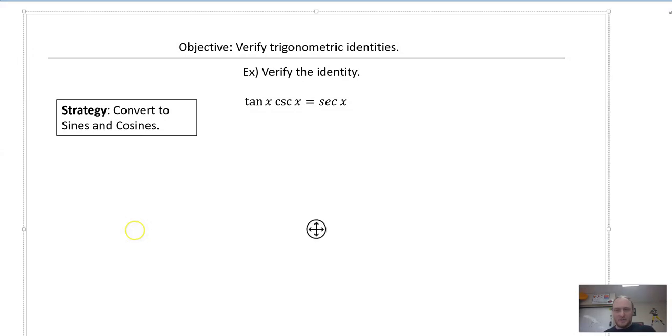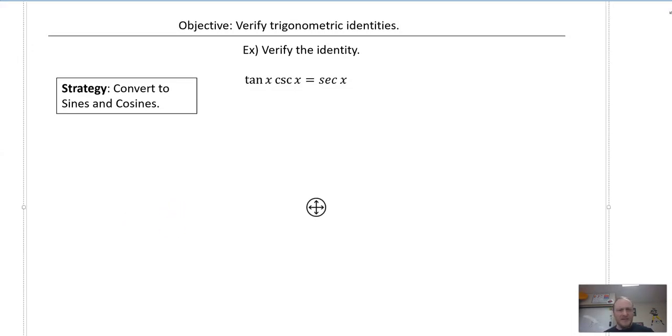Now, this example here is actually fairly simple. They say convert to sines and cosines. I get really excited when I see basic, linear trig functions. I don't have quadratics. When you have quadratics, generally you're going to use Pythagorean identities, and if you have pluses and minuses and other stuff going on, it can get complicated. But this one is very, very straightforward. So I'm going to convert everything to sine and cosine.